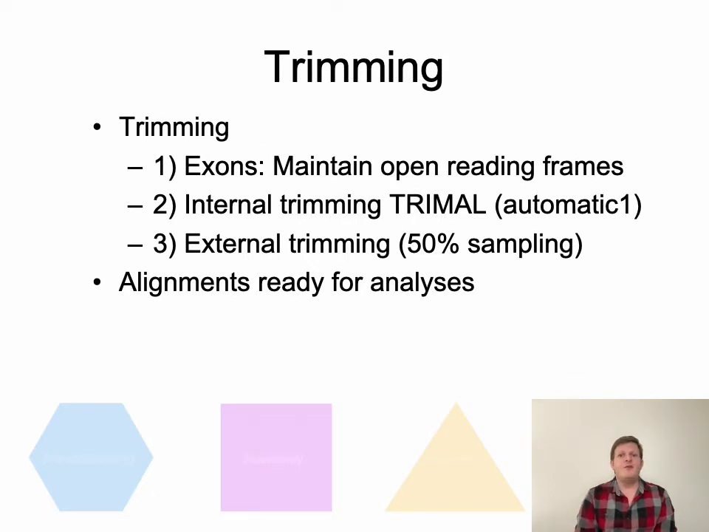The alignments were finally trimmed, where each data type was trimmed a little differently. The exons were trimmed to maintain an open reading frame, while internal trimming was applied to UCEs and introns. External trimming was applied to all alignments, where the edges were trimmed to make sure that at least 50% of the samples had sequence data at these ends. And these trimmed alignments are ready for downstream analyses.